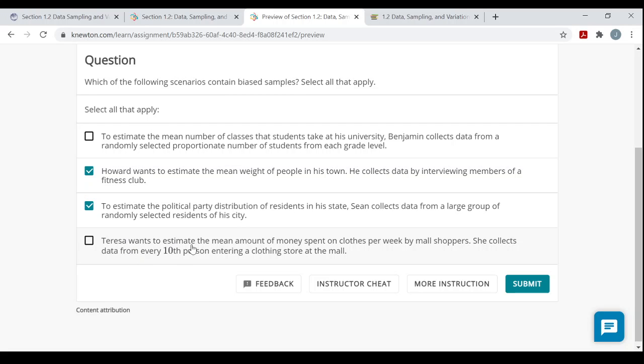Teresa wants to estimate the mean amount of money spent on clothes per week by mall shoppers. She collects data from every 10th person entering a clothing store at a mall. All right. Now that would be more of a convenience sampling, but if she randomly picks the first person and goes every 10th, that would be like the systematic sampling. So let me think about this for a second.